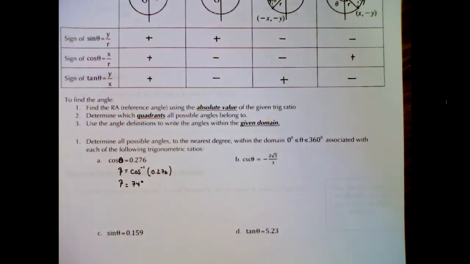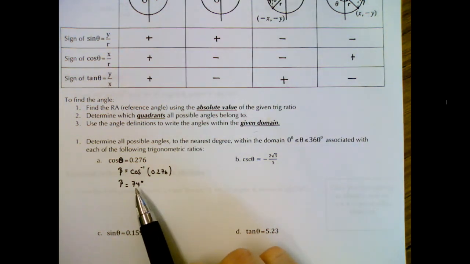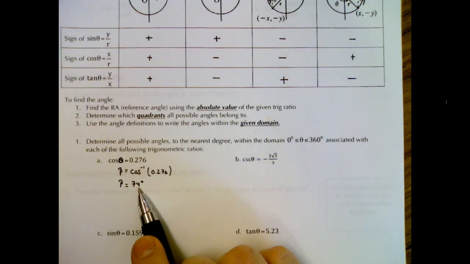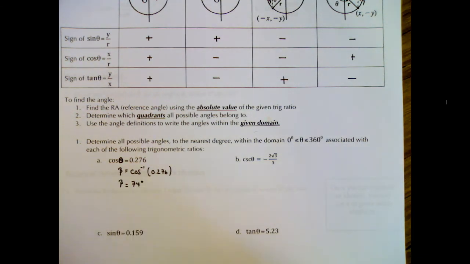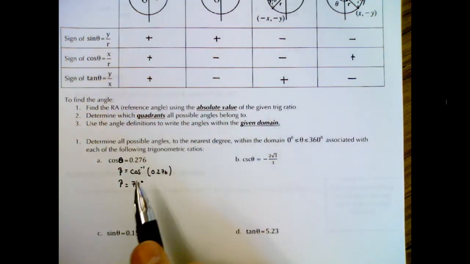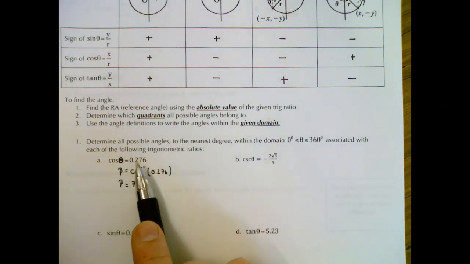74 degrees is not necessarily the answer. 74 degrees is the related acute angle. It's the beta, it's not a theta. This is the reference angle that's going to lead us to our answers. And second step is determine which quadrants our answers might be in. Well, our answers would be where cosine gives us a positive ratio.